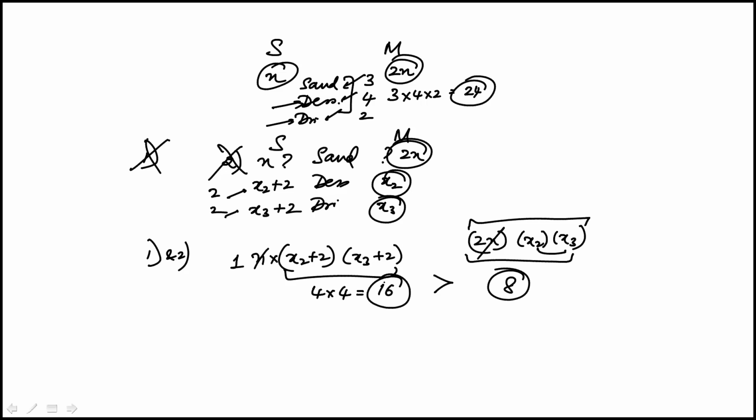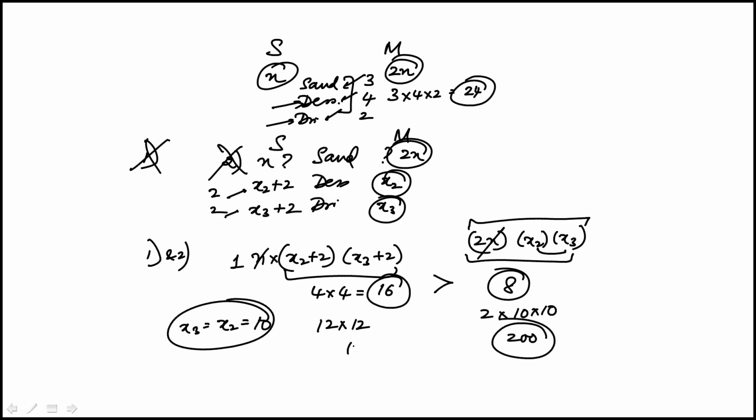But if I make x2 to be, let's say, 10, both of them, so this would be 12 times 12. And then this would be 2 times 10 times 10. This would be 200, whereas this would be 144. Now it flips. So I have a yes and a no, meaning I have 2 different outcomes in terms of which one has more choices. So even combined, they're not sufficient.